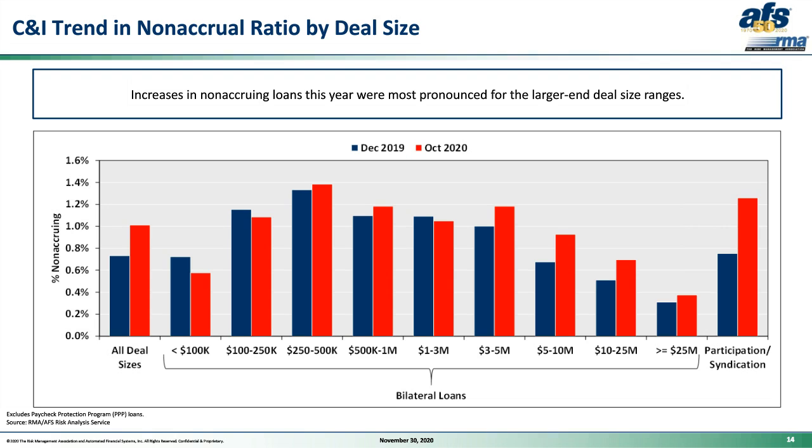Now let's look at the larger loans, above $3 million. Each size grouping for these larger loans shows a sizable increase. And the largest increase is for participations and syndications, mirroring what we saw with delinquencies. And this seems to also hold true with the PPP loans and the deferrals.